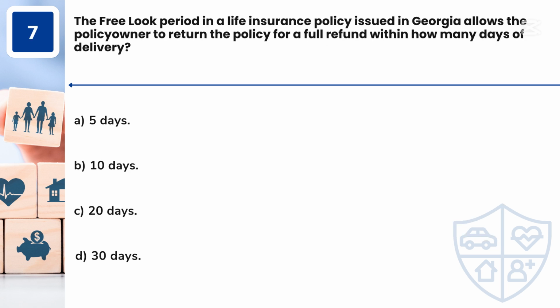Question 7. The free look period in a life insurance policy issued in Georgia allows the policy owner to return the policy for a full refund within how many days of delivery? A. 5 days. B. 10 days. C. 20 days. D. 30 days.